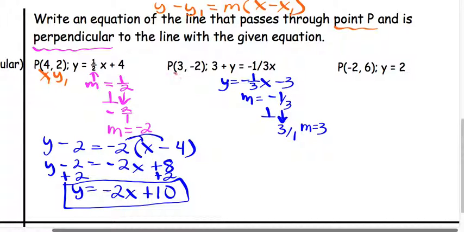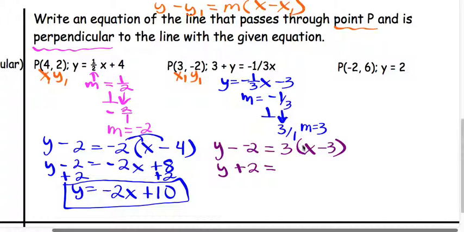From our point here, we've got our x1 and our y1. And we'll fill it into the formula. Y minus y1 is -2 equals the slope 3 times x minus the x1, which is 3. On the left, minus a minus makes that plus 2. Distribute on the right, 3x minus 9. Subtract 2 from both sides. Y equals 3x minus 11.